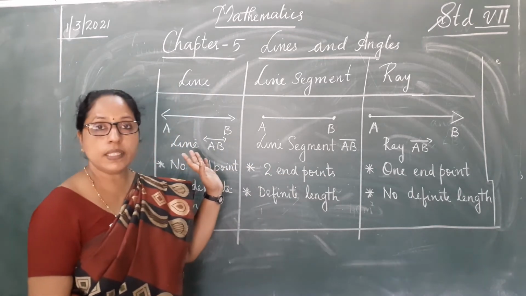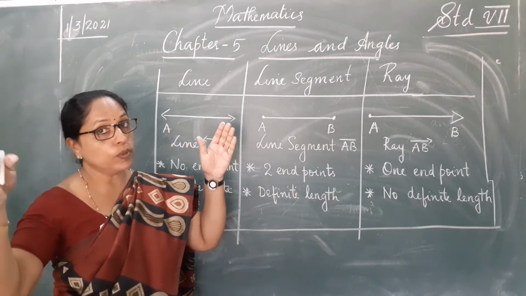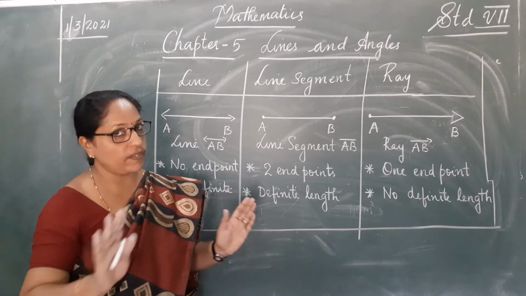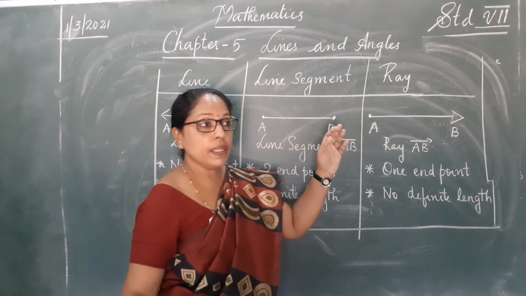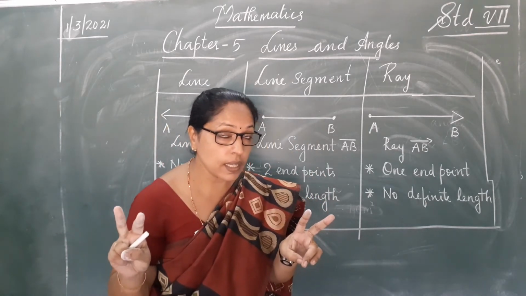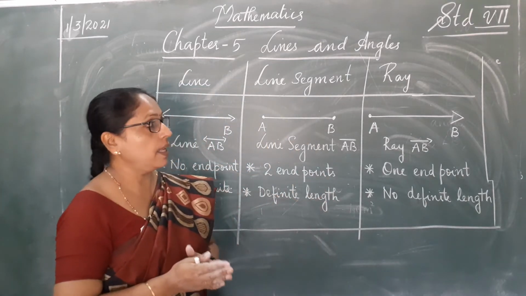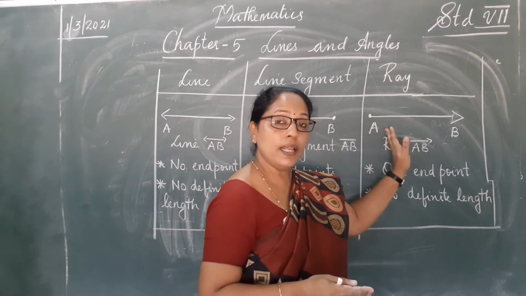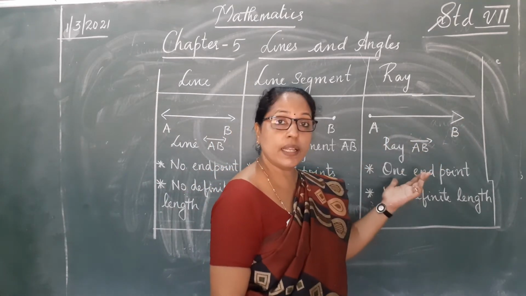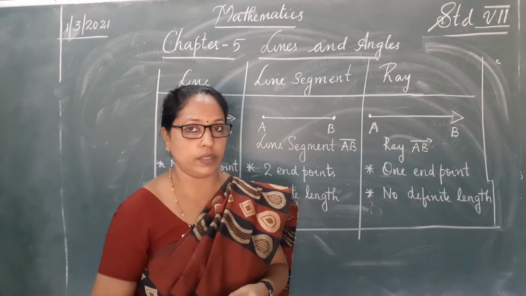So line means we have to show arrows on both sides. That means it has no end point and no definite length. Line segment means both points are marked. That means it has two end points, and it has a definite length. Ray means one end point and the other side is moving. So it has no definite length. It has only one end point. Okay.